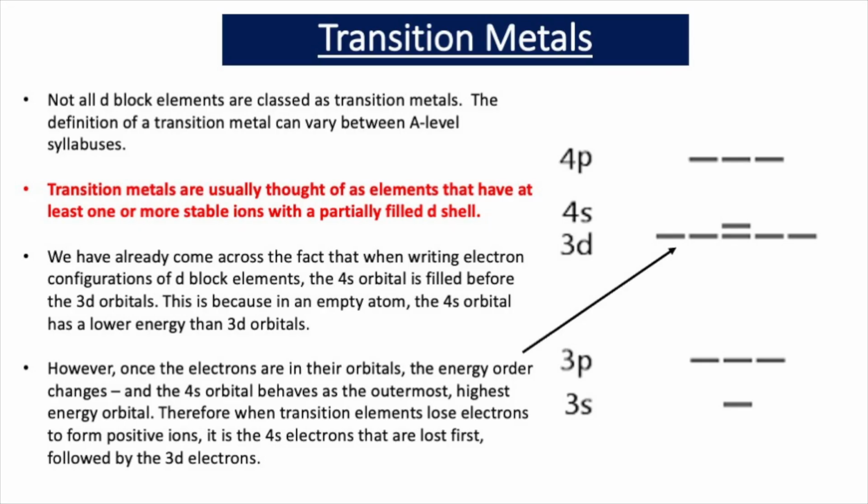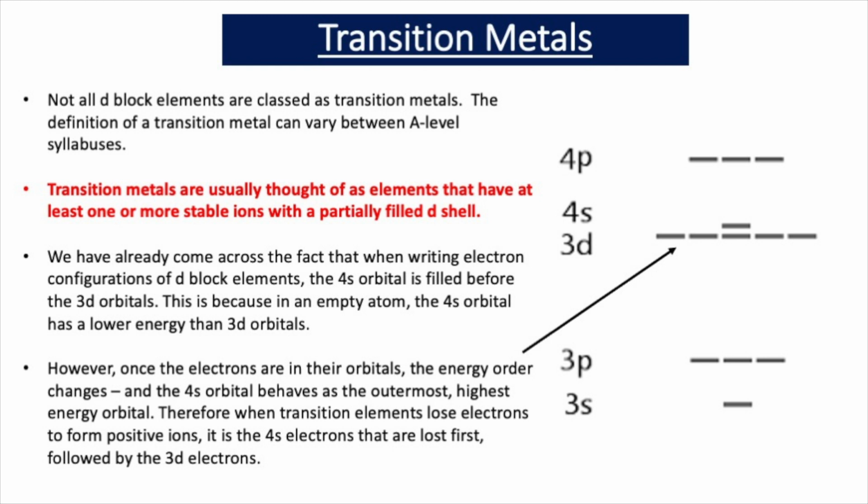So we're now going to look at the difference in the terms d block elements and transition metals. Now, not all d block elements are classed as transition metals, and the definition of a transition metal can vary between A-level syllabuses, so it does depend which exam board you are studying for. Now, transition metals are usually thought of as elements that have at least one or more stable ions with a partially filled d shell.